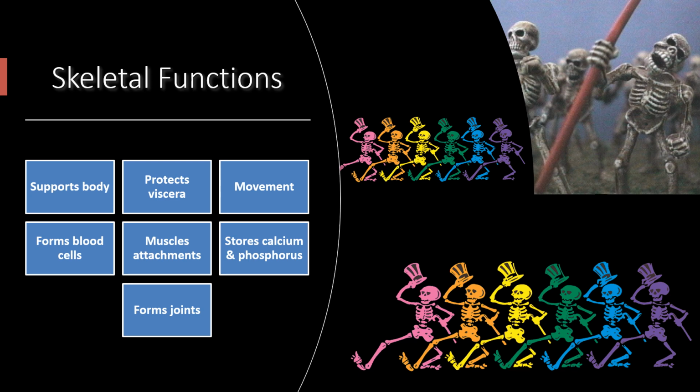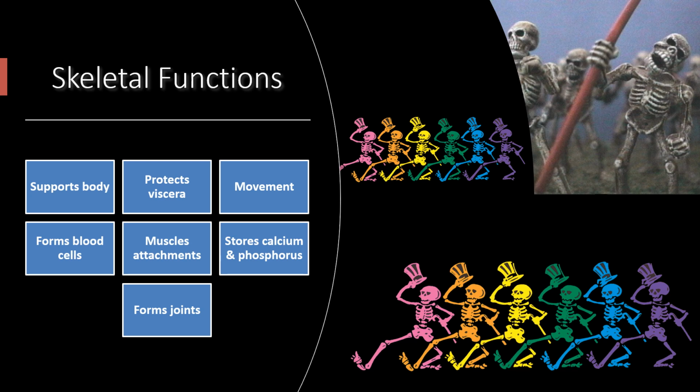We're going to have a look at the functions of the skeleton, and there are 7 functions to the skeletal system. One of the main ones is that it supports the body. If we didn't have a skeleton within our skin, we would be a little puddle on the floor. So it supports the body and helps us stand upright.